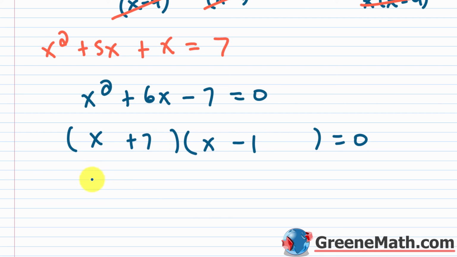So here, you would set x plus 7 equal to 0, so x is equal to negative 7. And then also you would set x minus 1 equal to 0, so then x is positive 1.